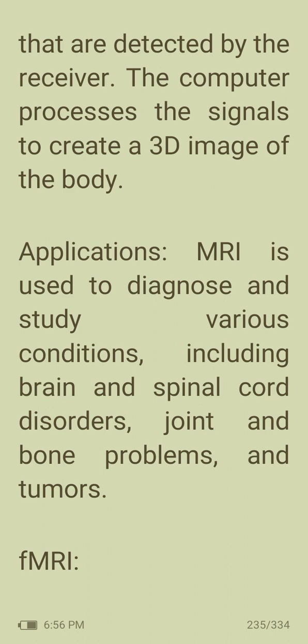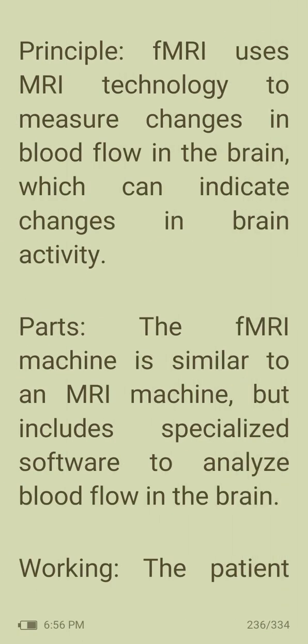Then applications. MRI is used to diagnose and study various conditions including brain and spinal cord disorders, joint and bone problems, and tumors. fMRI is another technique. fMRI uses MRI technology to measure changes in blood flow in the brain, which can indicate changes in brain activity. The fMRI machine is similar to the MRI machine but includes specialized software to analyze blood flow in the brain.